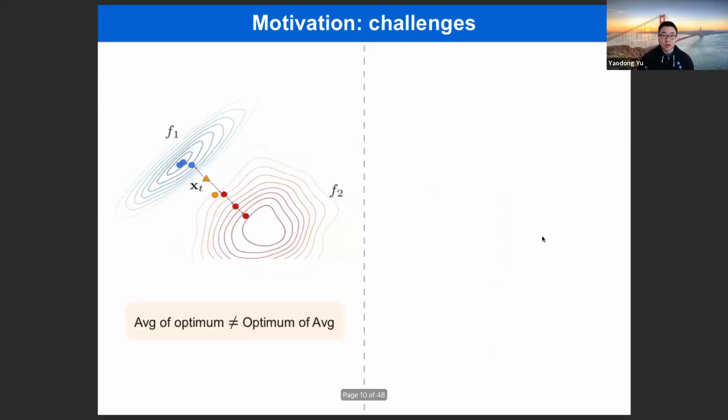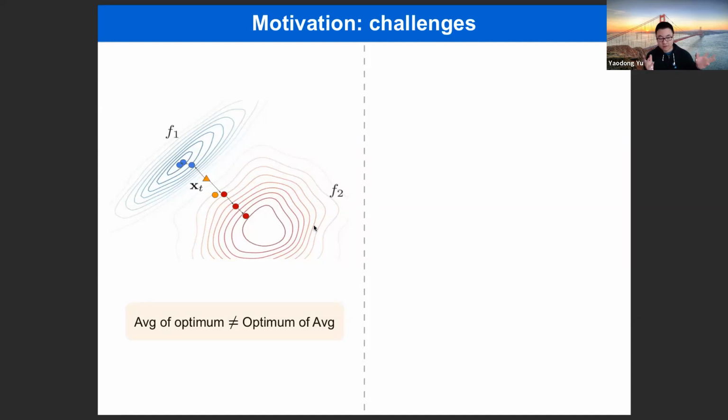Cool. Next I will briefly talk about why this might be challenging. To give a quick intuition, in the left figure, suppose client 1's function is f1 and client 2's function is f2. We know that the average of the optima is not the optimum of the averaged objective, and this is even the case for convex functions.